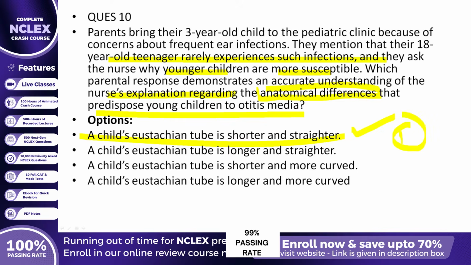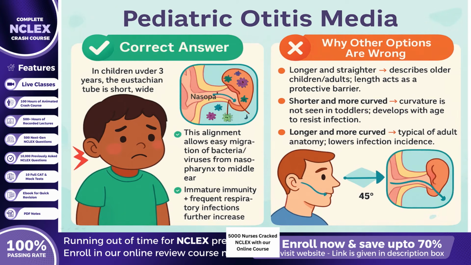This is correct because in children, the eustachian tube is not only shorter, but also wider and more horizontally aligned compared to adults. This structural design makes it much easier for pathogens from the nasopharynx to migrate into the middle ear. Combined with immature immune defenses and frequent respiratory infections in toddlers, the risk of otitis media is greatly increased. As the child grows, the tube gradually elongates, narrows, and angles downward at about 45 degrees, which improves drainage and decreases the risk of infection.